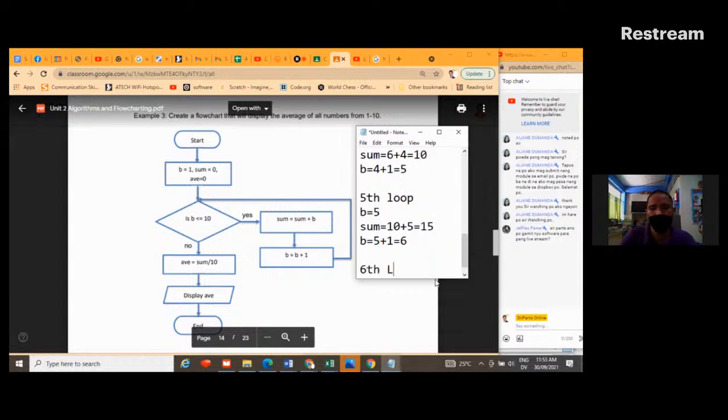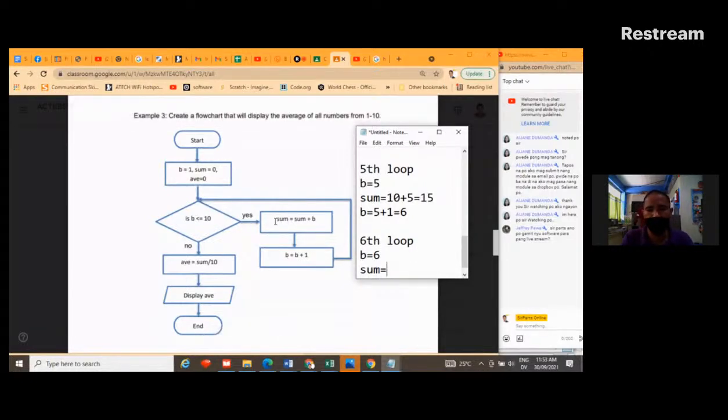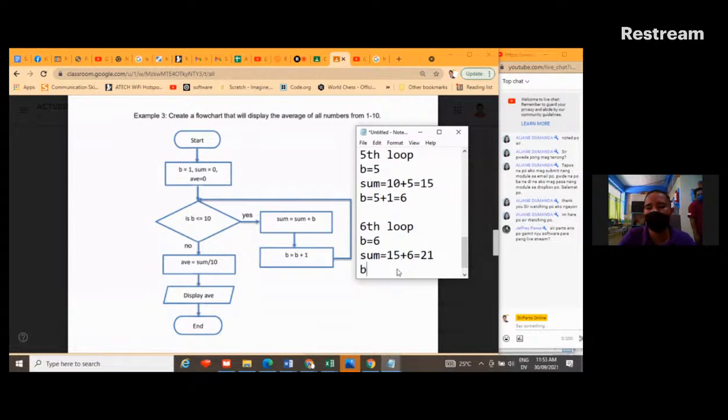On our sixth loop, our B is equal to 6, right? We have it here. And the value of our sum, so 6 is less than 10. So it will go here again. So you have sum equals sum plus B. So sum is 15 plus 6, value of B, that is 21. And B is equivalent to 6 plus 1, which is 7.